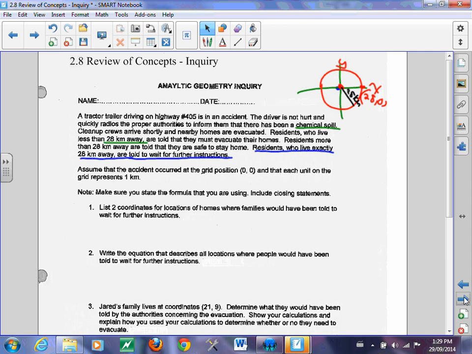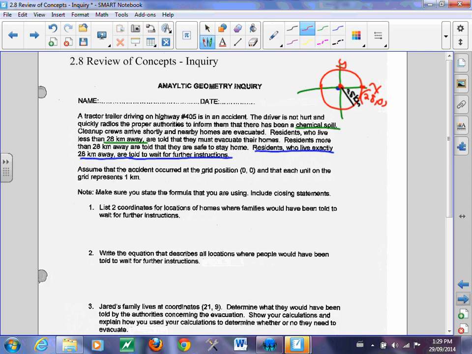All right. Assume that the accident occurred at grid position 0, 0, and that each unit represents 1 kilometer. Make sure that you state the formula you're using and include closing statements. All right, so number 1 says list 2 coordinates of the locations of the homes where the family have been told to wait for further instructions.